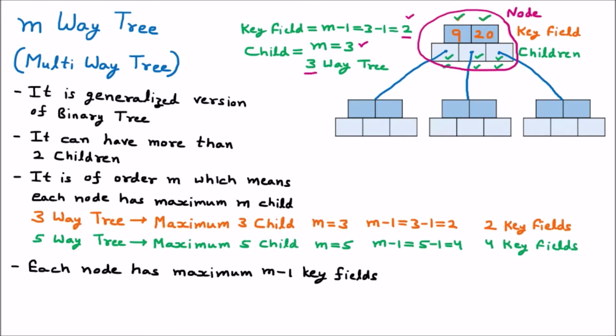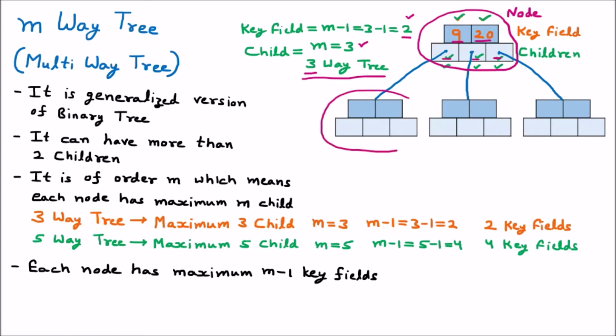But one node we have discussed. In the one node we are having 2 key fields, which are 9 and 20, and they are having 3 child fields available. So that is the one node. Now understand one thing. If we are discussing this three-way tree, then obviously every node should be following the property that there should be a maximum of 3 children and the maximum number of key values should be 3 minus 1, that is 2. So here you can see that this is another node.